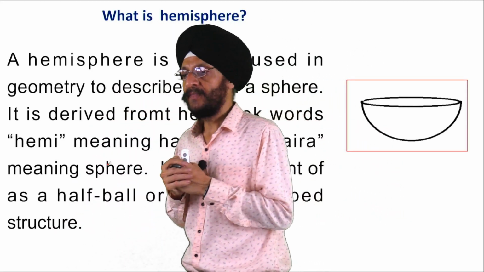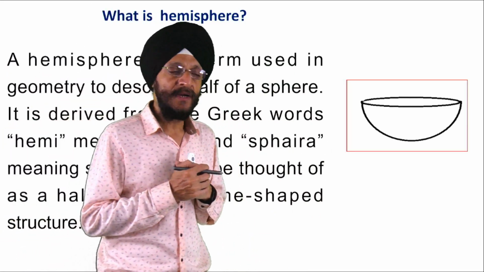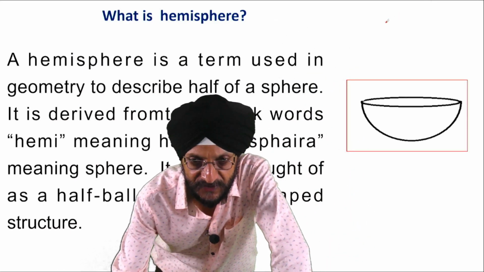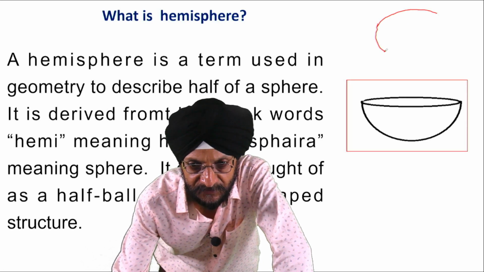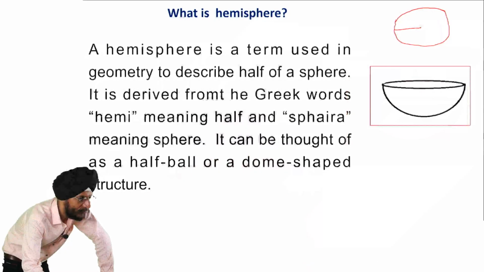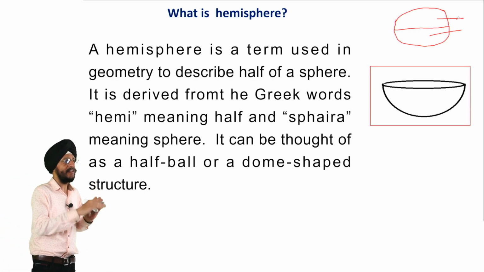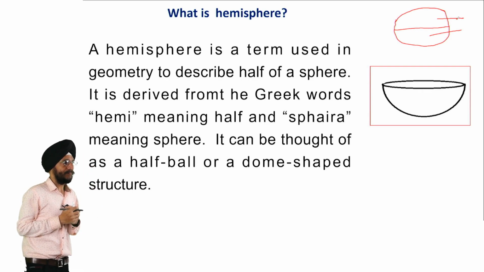Hemisphere is a term which is used in geometry to describe half of a sphere. If we have seen a sphere, it looks like this. And if we take half of the sphere, each part is called a hemisphere. In other words, we can say that a sphere consists of two hemispheres.